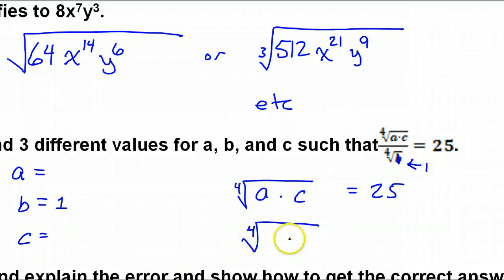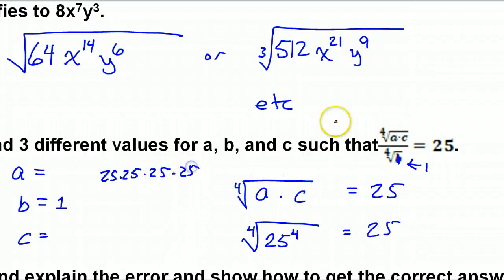Whatever's under this radical has to simplify down to 25 when we take the fourth root of it. In other words, imagine that we had 25 to the fourth power. 4 divided by 4 would give us 25. So whatever's under this radical has to have the value of 25 to the fourth power, or in other words, 25 times 25 times 25 times 25.